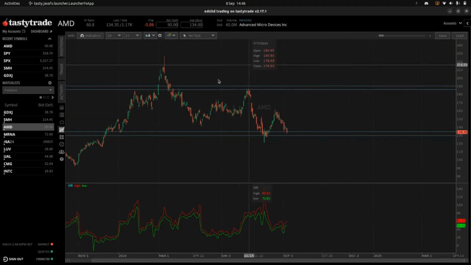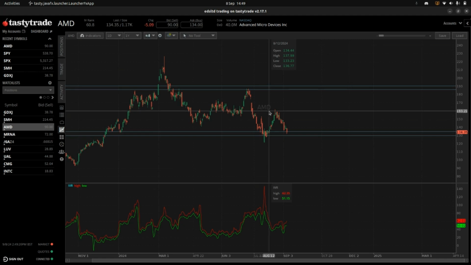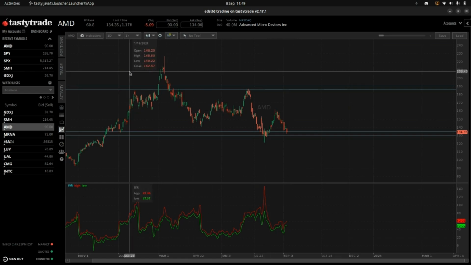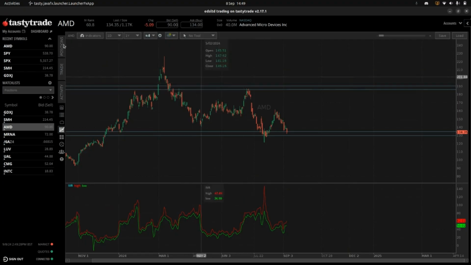Now, because this is an iron condor, the risk is already defined upon entry. It is perfectly fine to just leave this position as is. However, I felt that there wouldn't be any harm in rolling. I think it was a good opportunity to roll. We collected a respectable premium to roll. IV was high still, and we made the decision to roll. So let's have a look at what we did. So we rolled down to the 160, 165 strikes.